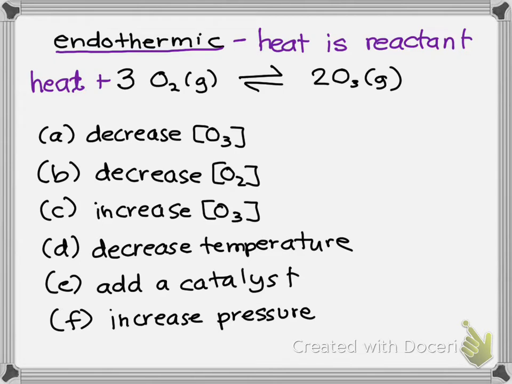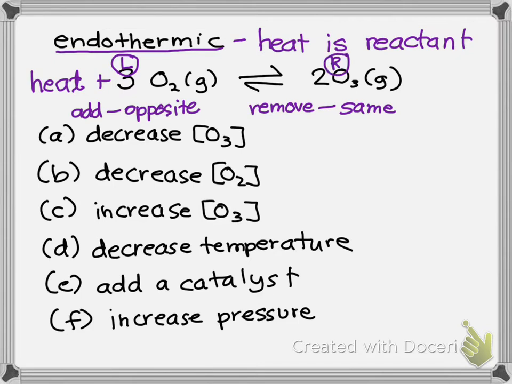Now, what I know with reaction components like temperature and concentration is if I add, it shifts to the opposite side. And if I remove, it shifts to the same side. Okay, this is my left on my reactants, and this is my right on my products. So I decrease O3, and remember the brackets mean concentration. So here's O3. You decrease, you remove, it goes to the same side, so that means O3 is on the right, it's going to go to the right.